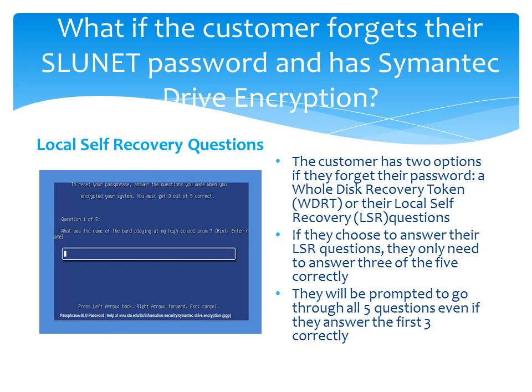The customer will then answer each of their questions. While they only need to answer 3 out of 5 correctly, they will still need to press enter to move on to each question, and after the last question, when they press enter, it will log them on or will let them know that they had an incorrect answer. These local self-recovery questions are only stored wherever the customer keeps them. We do not have access to any questions or answers. If the customer does not pass the local self-recovery questions, you can give them a whole disk recovery token.